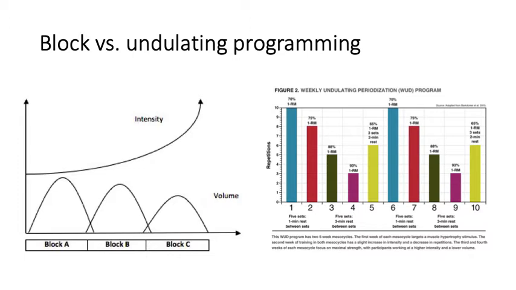There are 2 main common types of cardiovascular programming. One is called block programming, and the other one is undulating programming. On the left of the slide is an example of block, where you see block A on the x-axis, block B, and block C. In block A you could be focusing on long, slow distance training just to develop an aerobic base. Block B may change to more muscular endurance training on the bike or in running. And then in block C you're decreasing the volume and increasing the intensity. So this would be more like interval-based training.